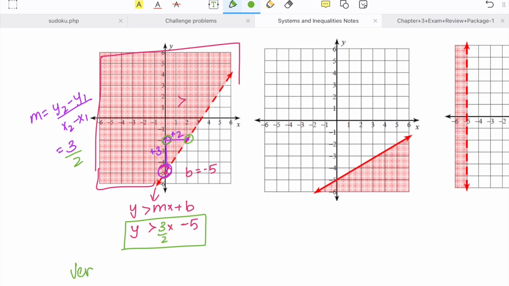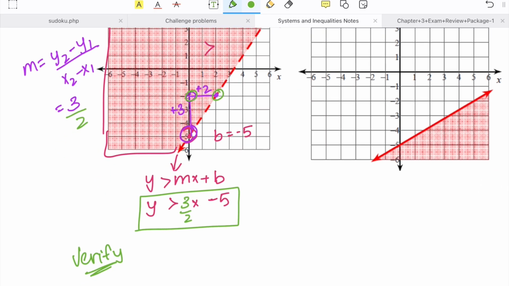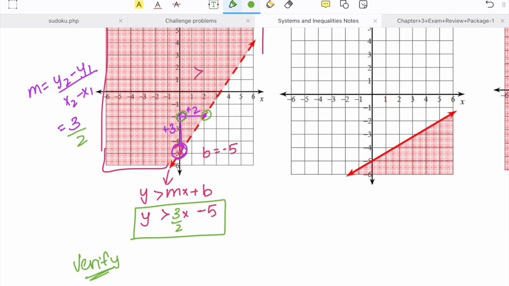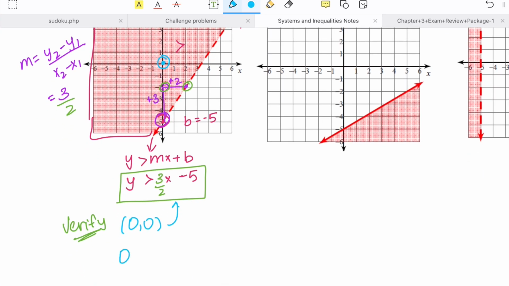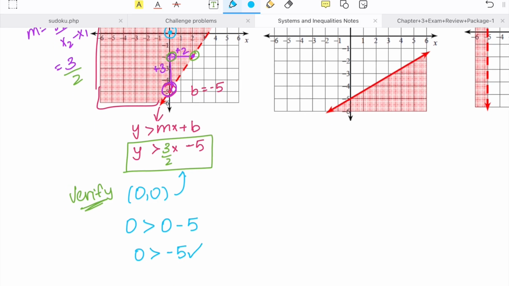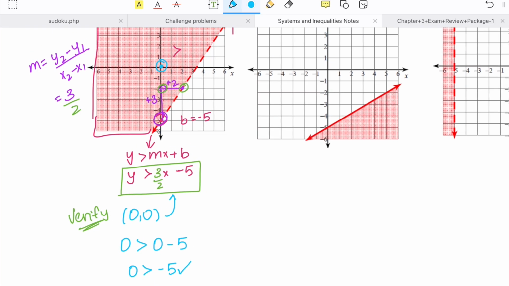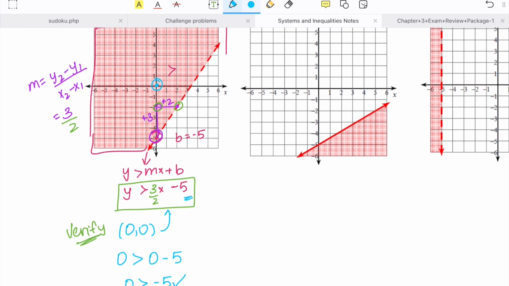Now I need to verify this. So to verify, I'll use a test point from the region shaded above. The easiest one will be our origin, 0, 0. So I'm going to use that. I put it in the equation. I get 0 is greater than 3 over 2 times 0, which is just 0, minus 5. 0 is greater than -5. Is that true? Yes. If this is true, then 0, 0 will be part of our solution. And it's true, that means our equation is correct.